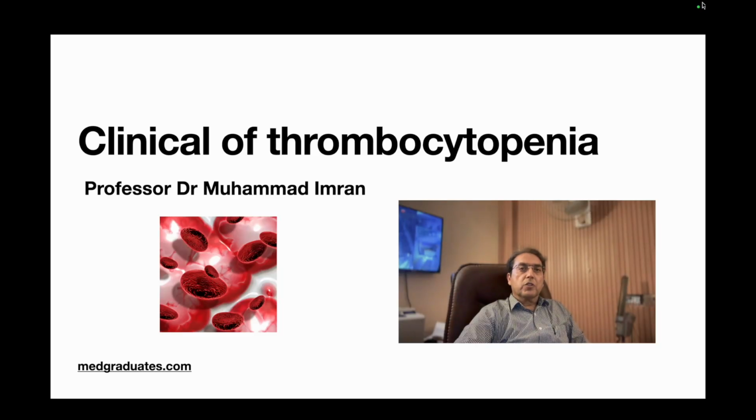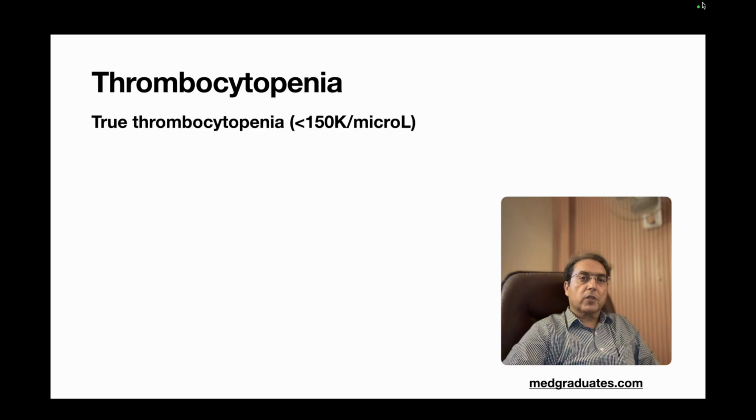In this video, we are going to see the clinical aspects of thrombocytopenia. Now, what is thrombocytopenia? If the platelet count is less than 150,000 per microliter in adults, this is true thrombocytopenia. Sometimes there can be false thrombocytopenia.